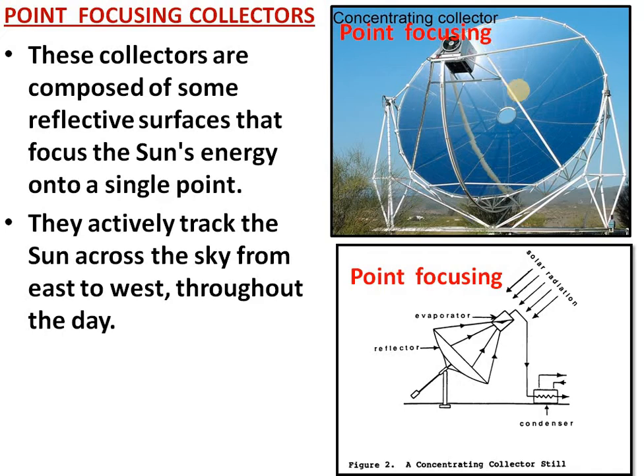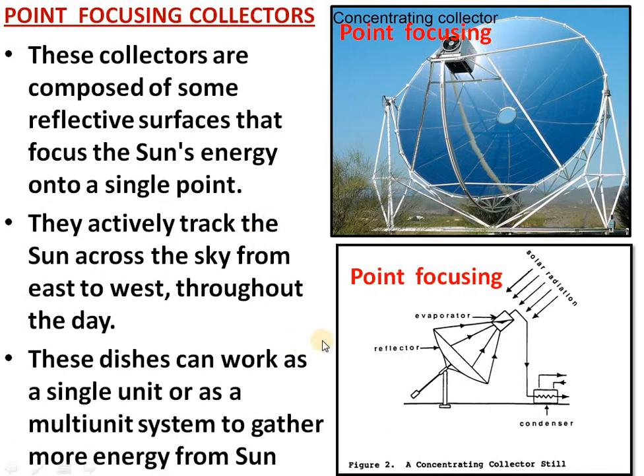So it is a driven system using some remote control or some sensor. Otherwise, you may not get enough sunlight throughout the day. You may get sunlight at the noon, or you may get sunlight at the afternoon time. But if you want to exploit maximum solar energy, this should be rotated from morning to evening. I hope that is clear. And this can work as a single unit or as multiple units. Both are possible. You can install a single unit or multiple units. You can connect them together. Then the efficiency of the device will be much higher.